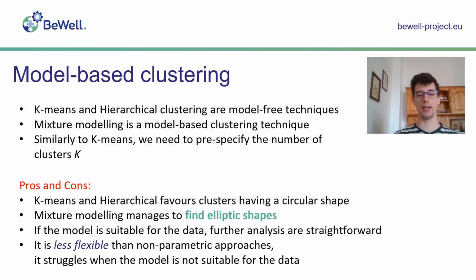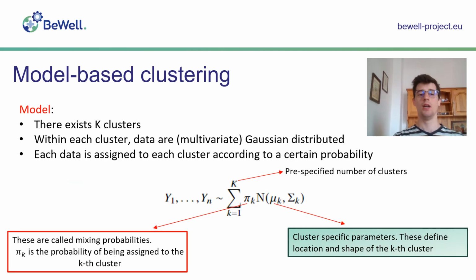Mainly, mixture modeling is better when one must find clusters having elliptic shapes, since k-means and hierarchical clustering favor clusters having a circular shape. We will see a practical example of this situation. The main drawback, instead, is that being model-based, it is less flexible than a non-parametric approach. As a consequence, it struggles when the model is not suitable for the data. For the moment, I claim that it is based on a statistical model without introducing such model.